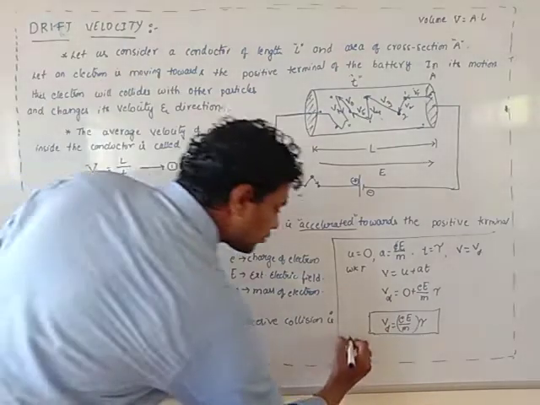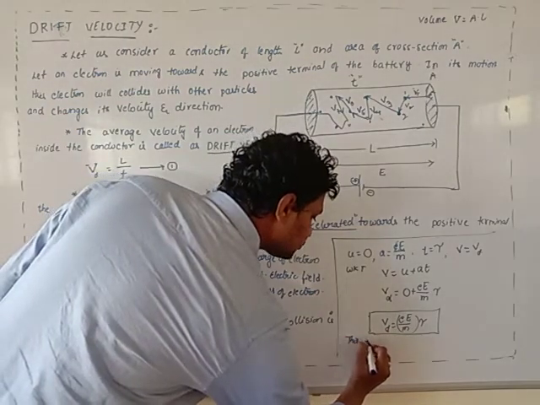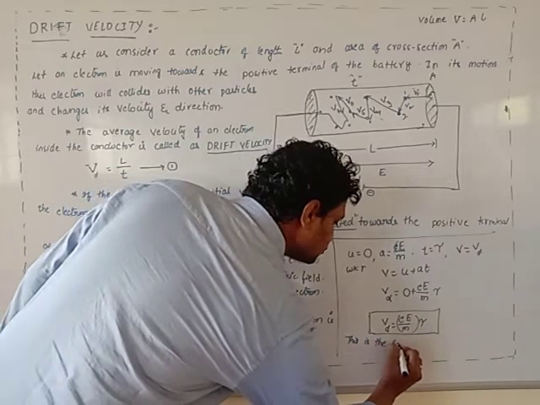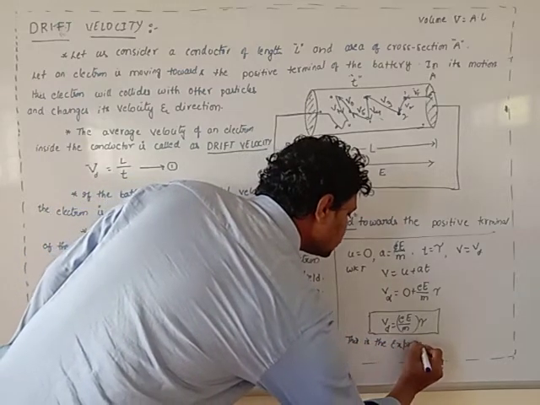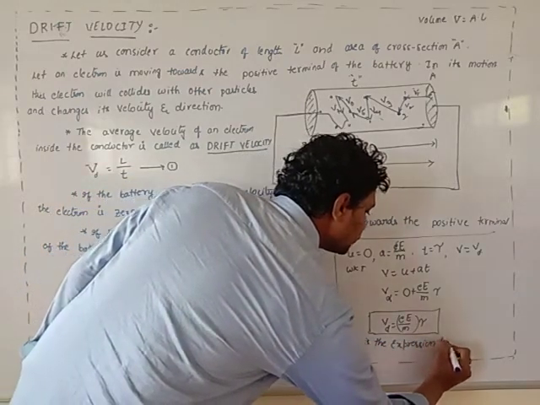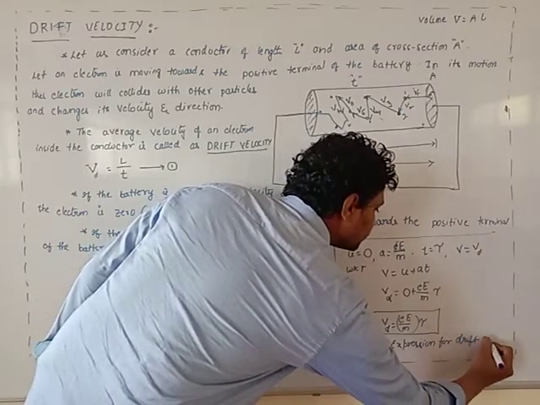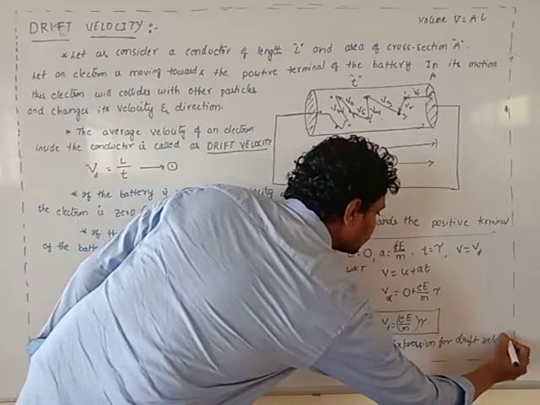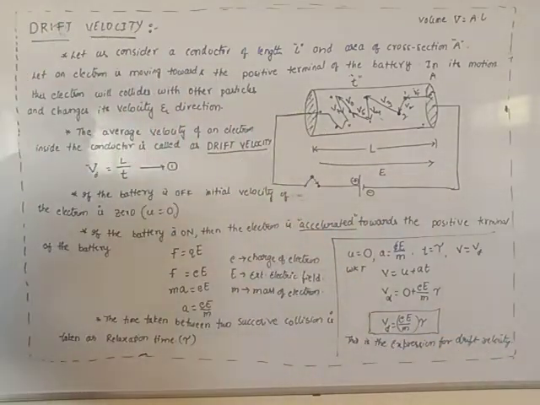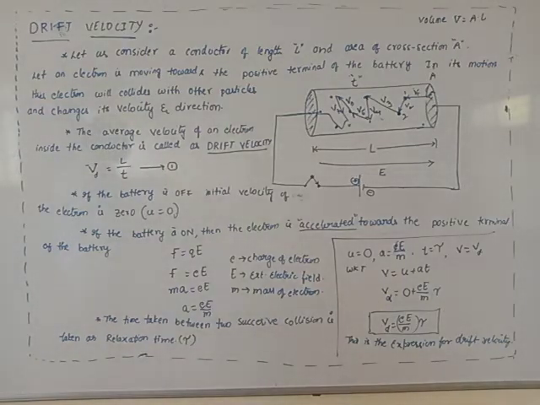So this is the expression for drift velocity. Now we can express this drift velocity in another way also. Now I am going to explain that.